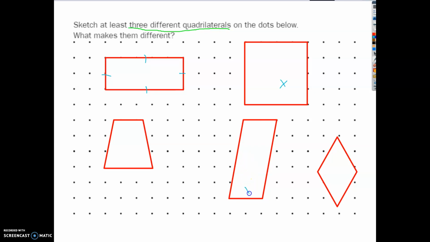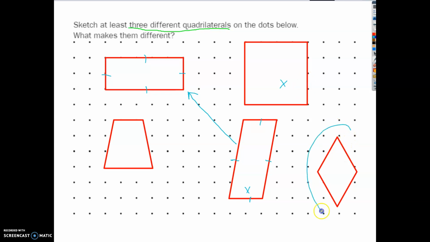This shape here, that's a parallelogram. It's kind of slanted. It's a quadrilateral because it has 4 sides. And what do we notice that's different here? Well, number one, it's slanted, and it's always drawn slanted. It has 2 short sides and 2 long sides. The opposite sides are the same length, just like the rectangle, but it's different from a rectangle because the lines are slanted.